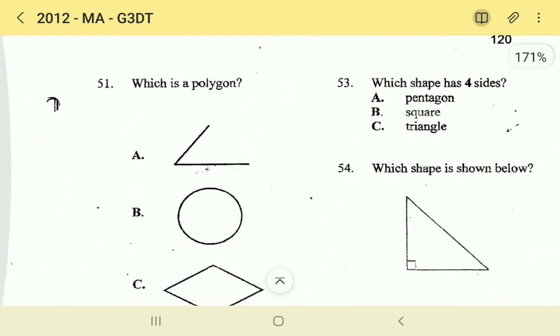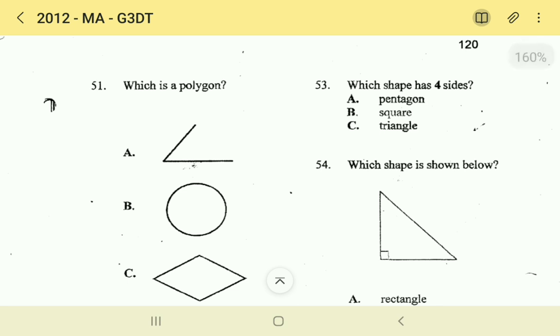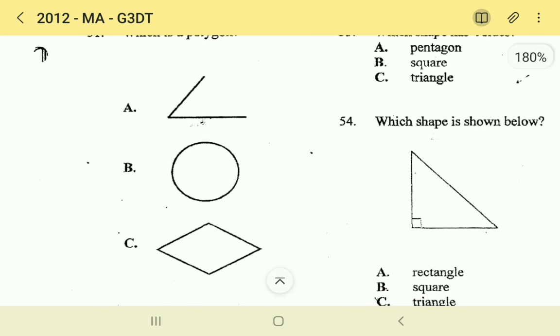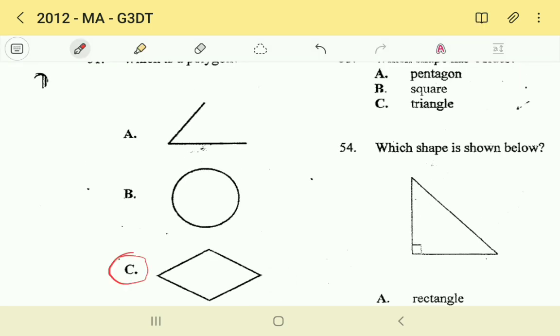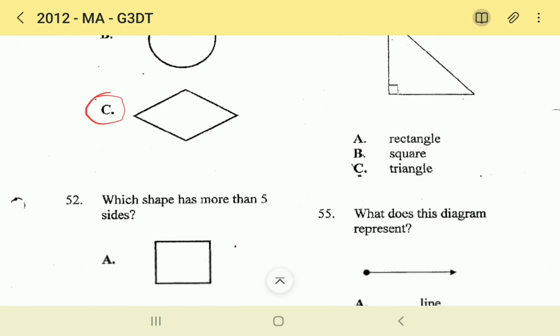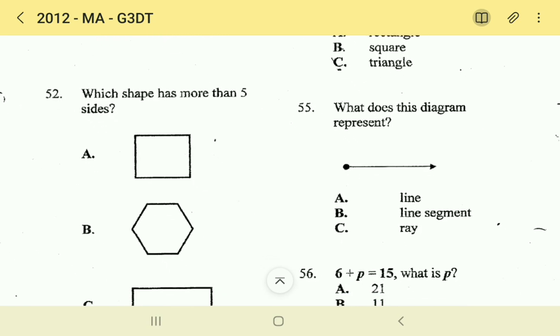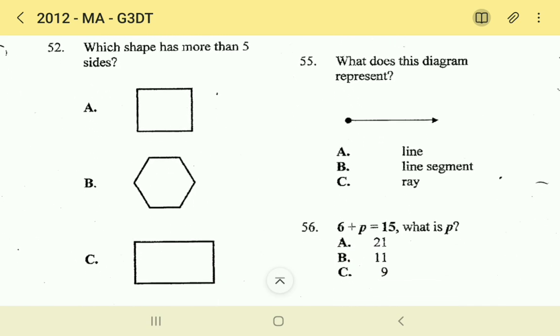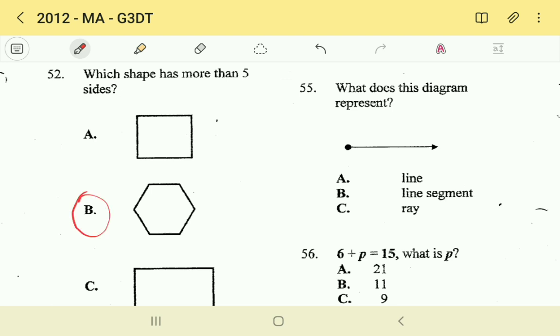We're moving so good and fast. Which is a polygon? Remember, a polygon is a closed figure formed by straight lines. So the answer is C. 52. Which shape has more than 5 sides? And this is so clear. But if you need to count them up, it's B. All the others have 4 sides.